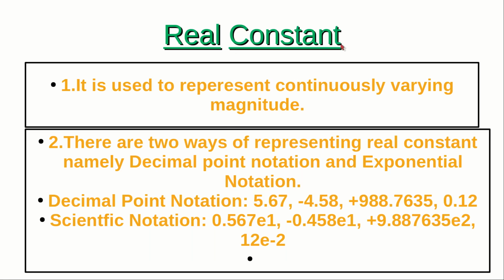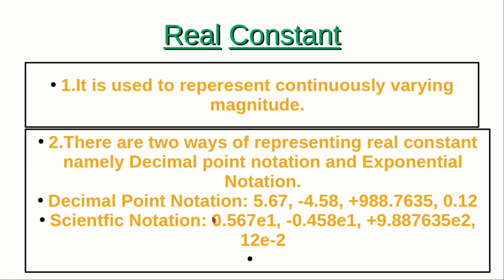Now let's talk about real constant. Look, integer constant cannot be used to represent the magnitude which is continuously varying. For example, distance, temperature, prices, etc. So the concept of real constant was brought in. Actually, real constant refers to a numeric constant which consists of both integral value and fractional part. There are two ways of representing real constant, which are decimal point notation and exponential notation. Exponential notation is also called scientific notation.